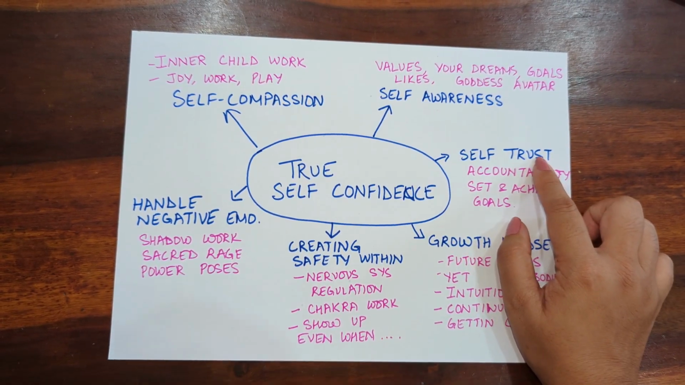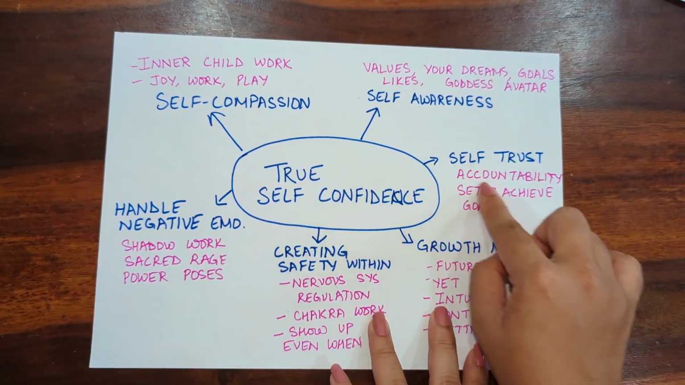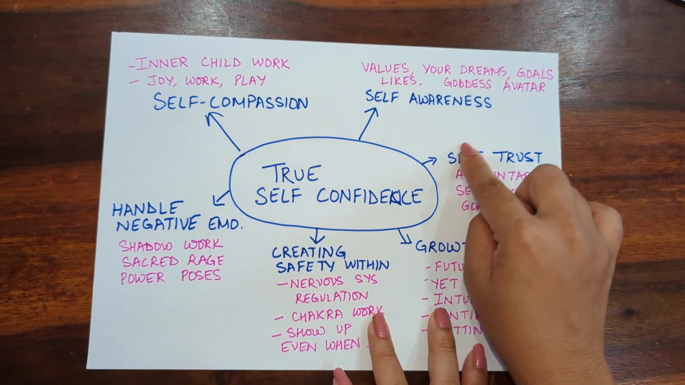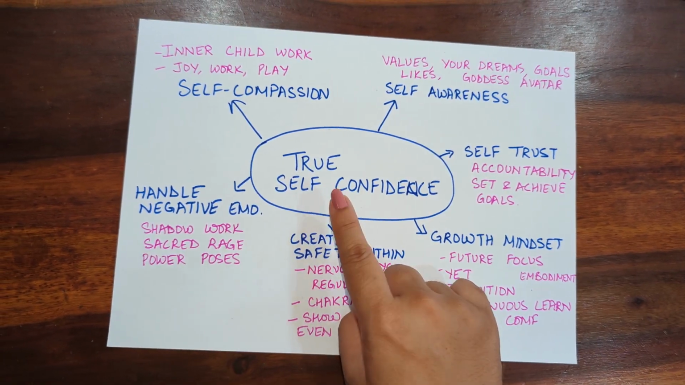When you say that you're going to do something and you do it for yourself, that is how you build self-trust and stop self-sabotaging yourself. That is what we teach to build your self-confidence.